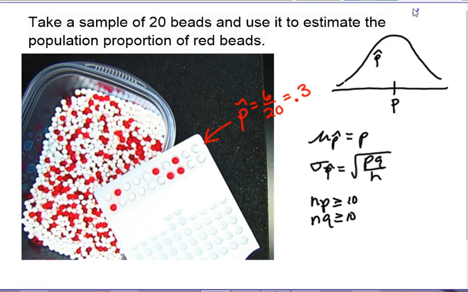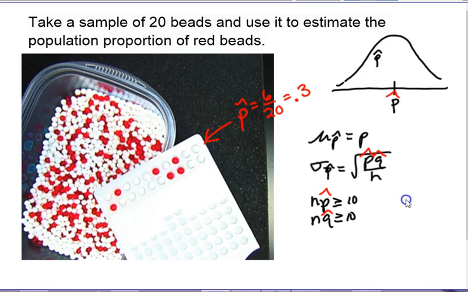The problem is I don't know p here. I only know p hat. So the best thing I can do is to say, well, I don't know what p is, so my best guess for p is my p hat. So I'll put p hat here in the middle for the center. And I will then make a distribution with a standard deviation of the square root of p hat q hat over n, and I'll check my normal condition by using p hat and q hat also, because that's all I have. I don't have anything else to use.